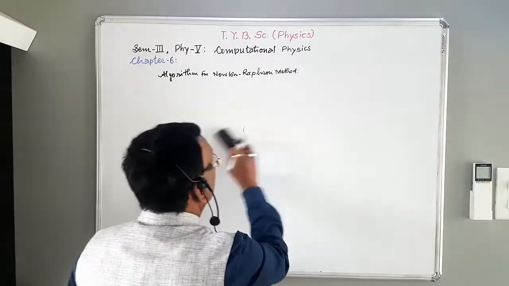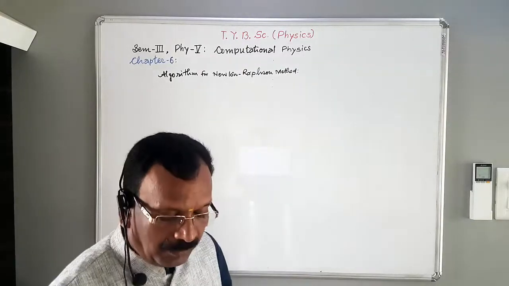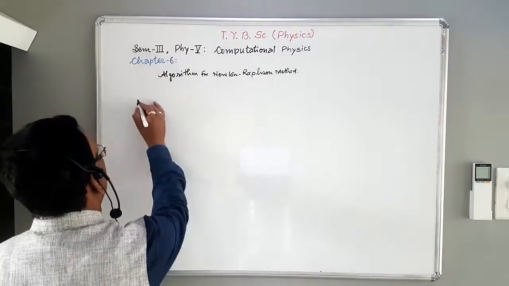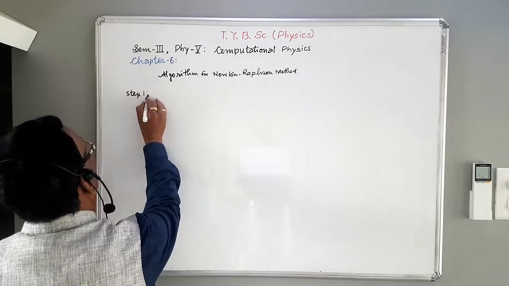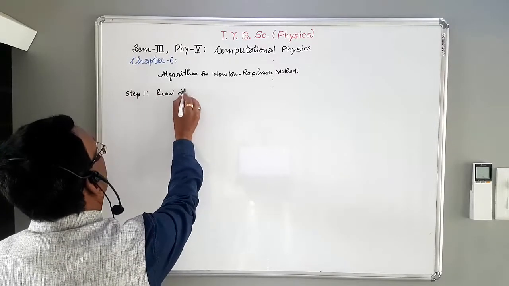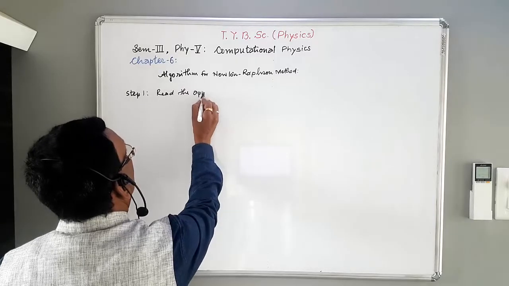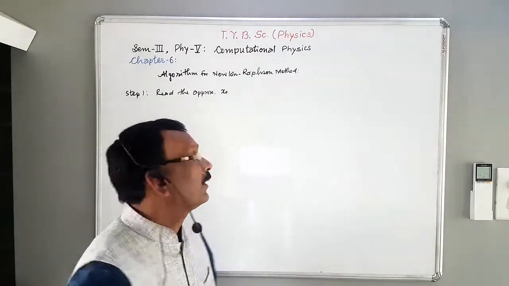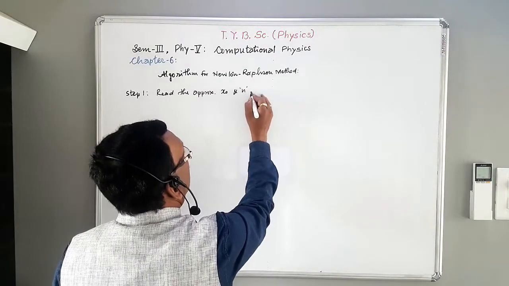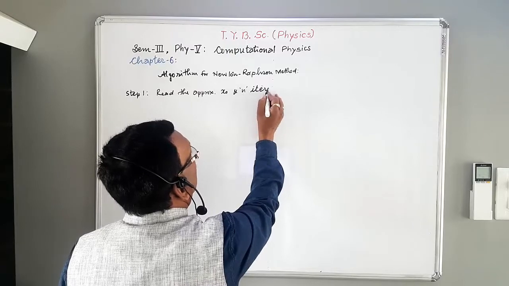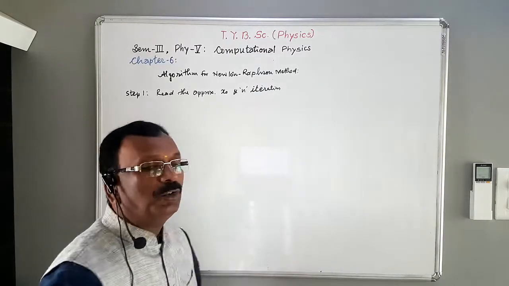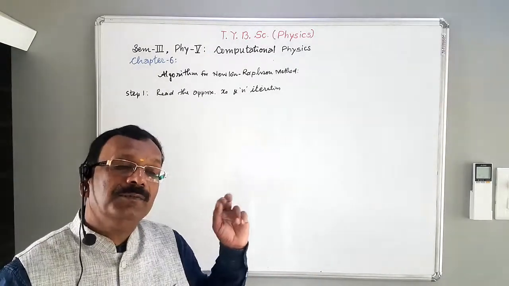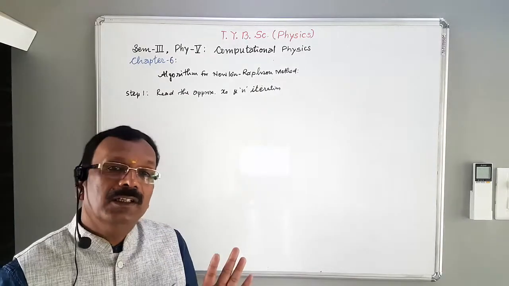In the first step of the algorithm, read the approximation x0. Also read the number of iterations, that is, how many iterations should be taken. So in the first step the initial approximation and the number of iterations should be read.